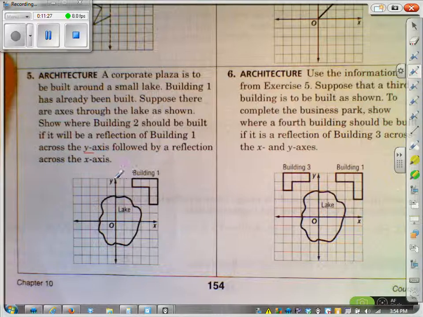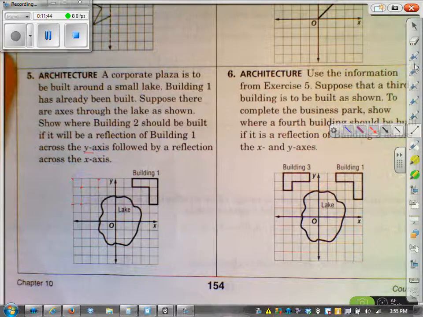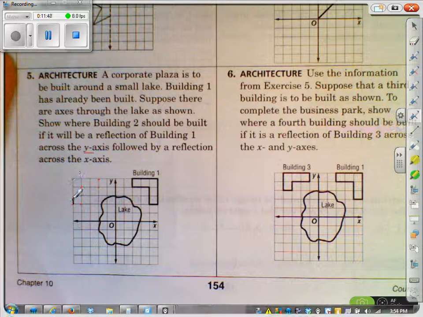So 1, 2, 1, 2, and I'm just going to kind of draw this figure. 1, 2, 3, 4. You know, so it goes to there. And then this would be here, here, here, right? And so just going to very lightly draw where that goes. All right, and that's my y-axis reflection.